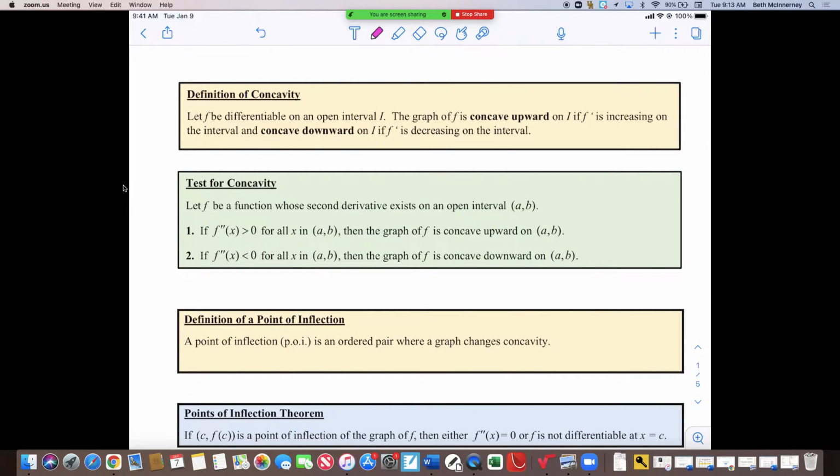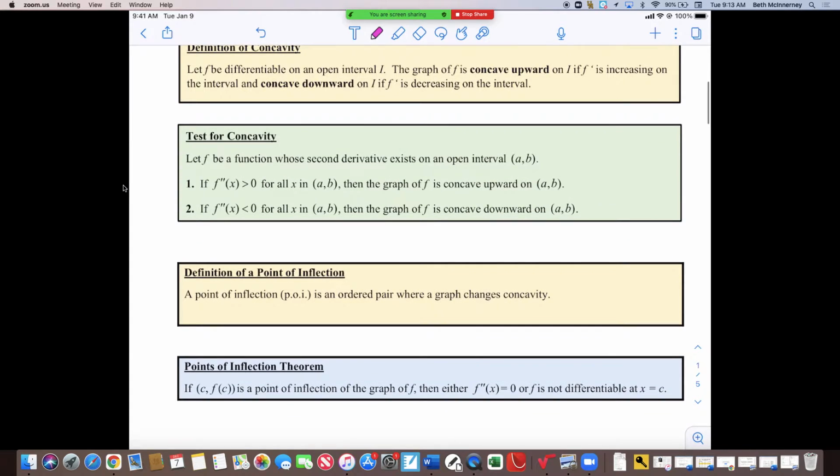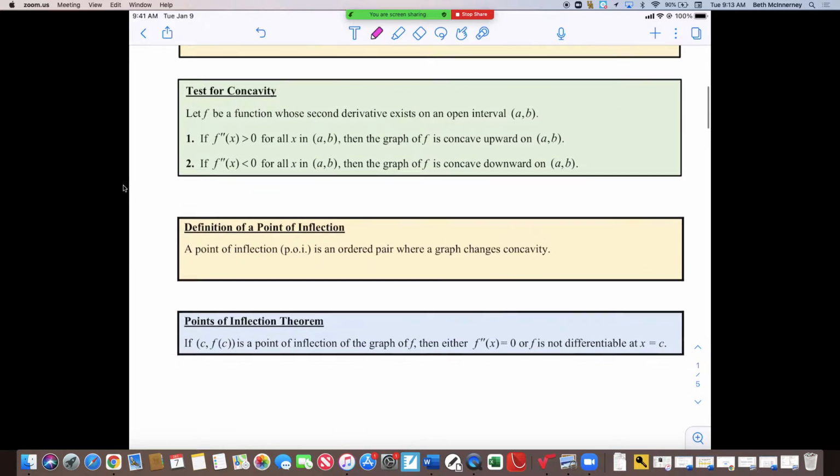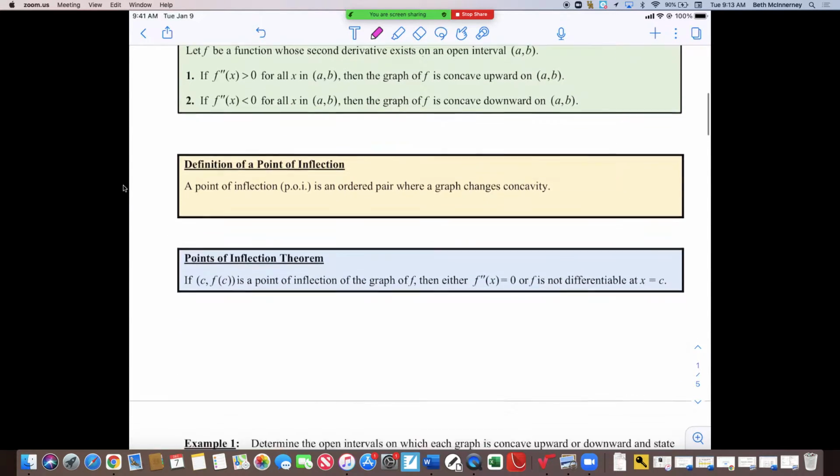A point of inflection, and we're going to use POI for point of inflection, is an ordered pair where the graph changes concavity. To find a point of inflection, it's where the second derivative is 0 or it's not differentiable at x equals c. But c has to be in the domain of f, okay? That does have to be there.